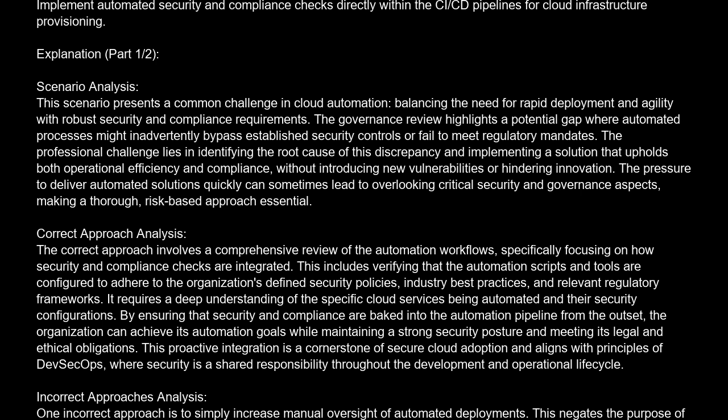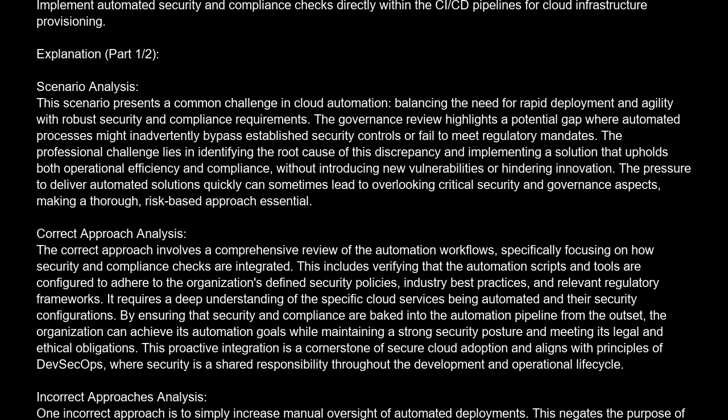The governance review highlights a potential gap where automated processes might inadvertently bypass established security controls or fail to meet regulatory mandates. The professional challenge lies in identifying the root cause of this discrepancy and implementing a solution that upholds both operational efficiency and compliance without introducing new vulnerabilities or hindering innovation. The pressure to deliver automated solutions quickly can sometimes lead to overlooking critical security and governance aspects, making a thorough, risk-based approach essential. Correct approach analysis.